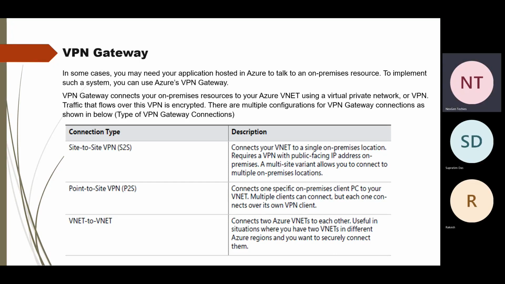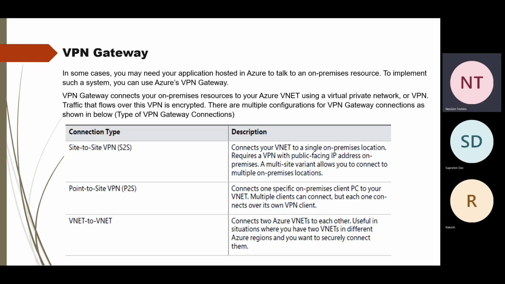Site-to-site VPN basically connects your on-premise network over the internet. It connects your VNet to a single on-premise location. It requires a VPN device with a public-facing IP address on-premise, and supports multiple sites. It works on the IPsec protocol, which allows you to connect your on-premise network with the Azure network. Here you need a public IP address on your on-premise side.